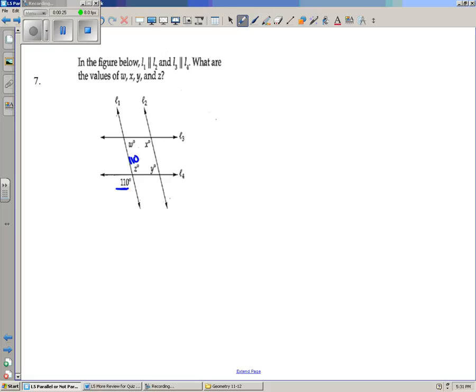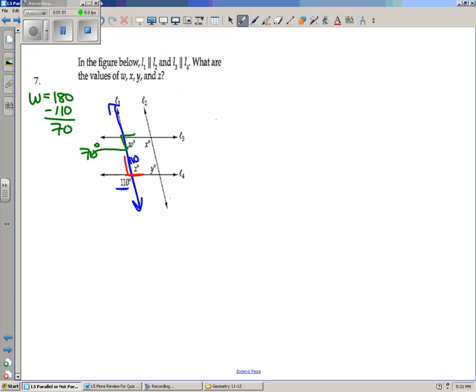Now, I would like you to try to, in your mind, only view L1 and ignore L2. If you notice, the 110 is the obtuse angle in the picture, and angle W here is acute. And we know that if we have two parallel lines cut by a transversal, the acutes and the obtuses are supplementary. So to figure out angle W, we can take 180 and subtract 110, and we will get 70. So now W is 70 degrees. And I'm sorry, this picture's a little scrunched up.